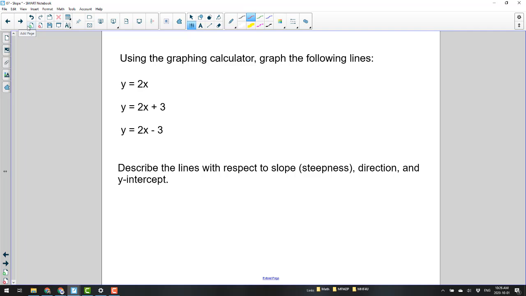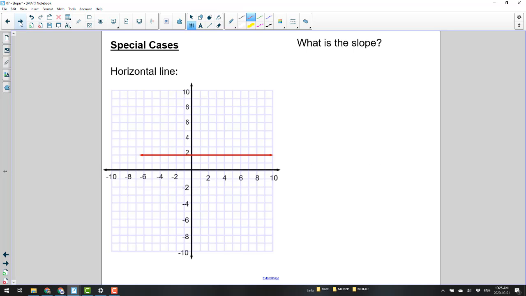So ideally then, when I give you a line, we should have a rough idea of what it's going to look like, and we'll see that more and more as we go through more lessons. Now, let's get into some special cases. In the case of a horizontal line, horizontal going perfectly flat, what would the slope of this line be, or the equation of the line? Well, let's start with the slope.